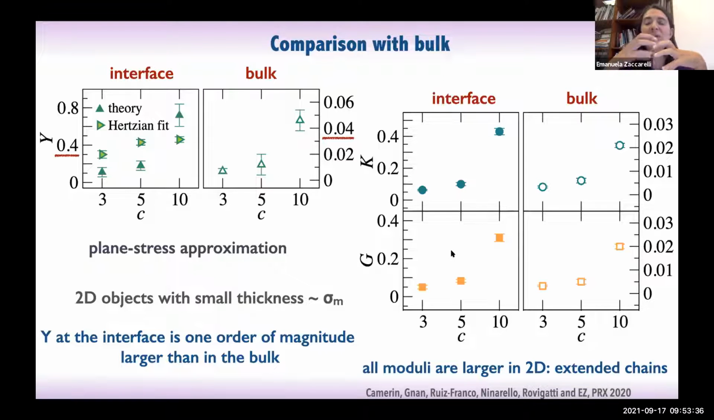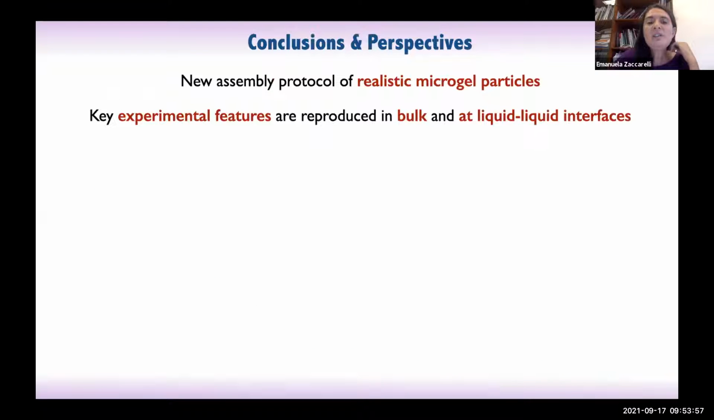So this means that basically the microgels at the interface want to stretch a lot. They have these very, very stretched chains that give a much increased stiffness to the microgel. And perhaps this is because you are always in the small deformation limit when you approach two microgels, and this is perhaps why the Hertzian model works so well. So with this, I conclude.